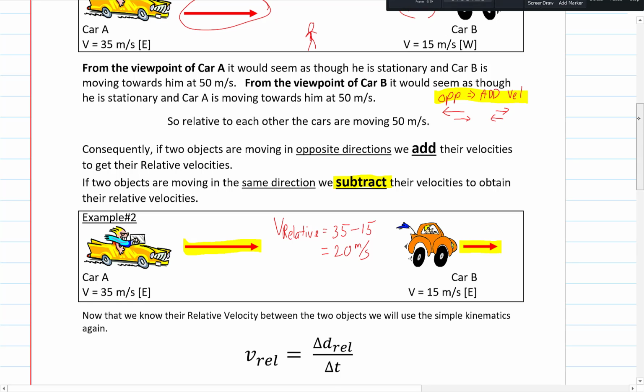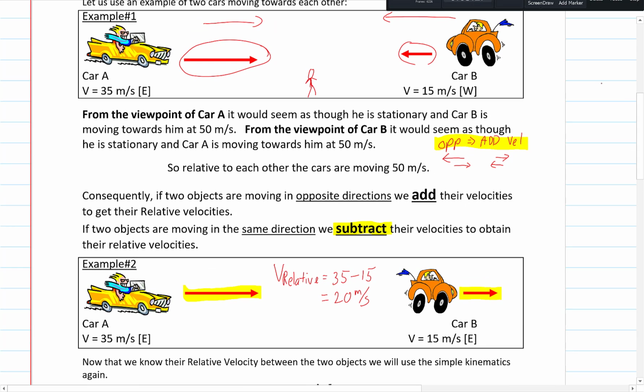The relative velocity in the case above is going to be 50 because it is 35 plus 15. So that is equal to 50 meters per second.